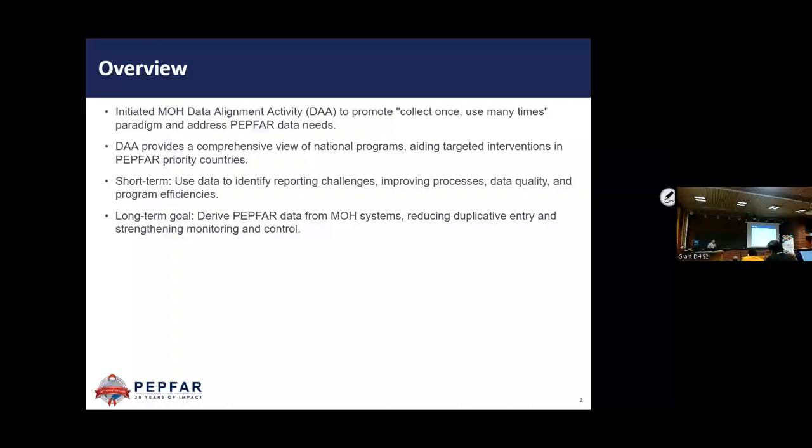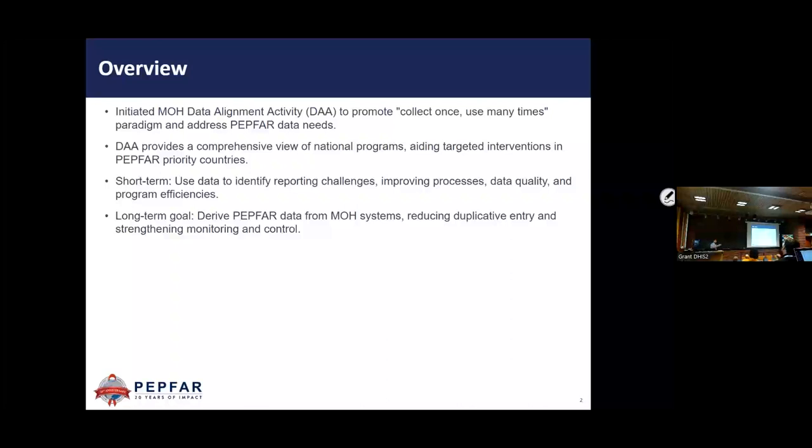The short-term goal was to take the data, identify the reporting challenges, and find where the discrepancies are between what the Ministry of Health has in their data reporting versus what PEPFAR gets directly from the partners that support PEPFAR. And then to use this data to improve the processes and the overall program efficiencies. The long term goal is to actually take the data from MOH instead of collecting the data directly from partners. So as a part of this MOH alignment activity, there is some parallel reporting.